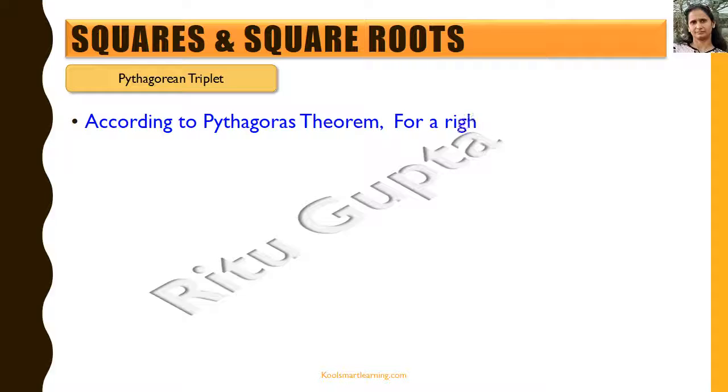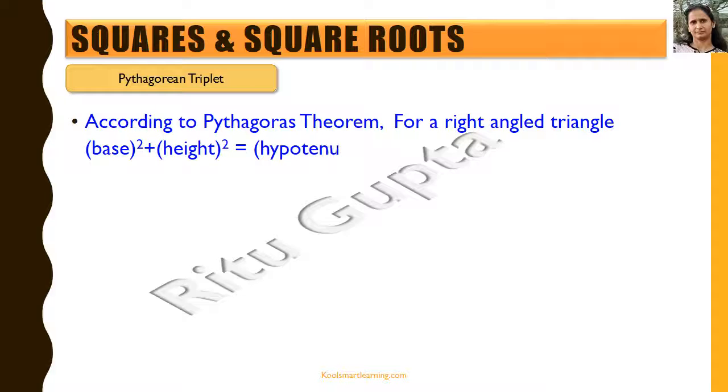Now let's see what are the Pythagorean triplets. So first of all we'll go through the Pythagoras theorem, and then we'll see what is this triplet. So we know that the Pythagoras theorem states that for a right angled triangle, we will just draw it also, the hypotenuse square is equal to the base square plus the height square. So this is what the Pythagoras theorem states.